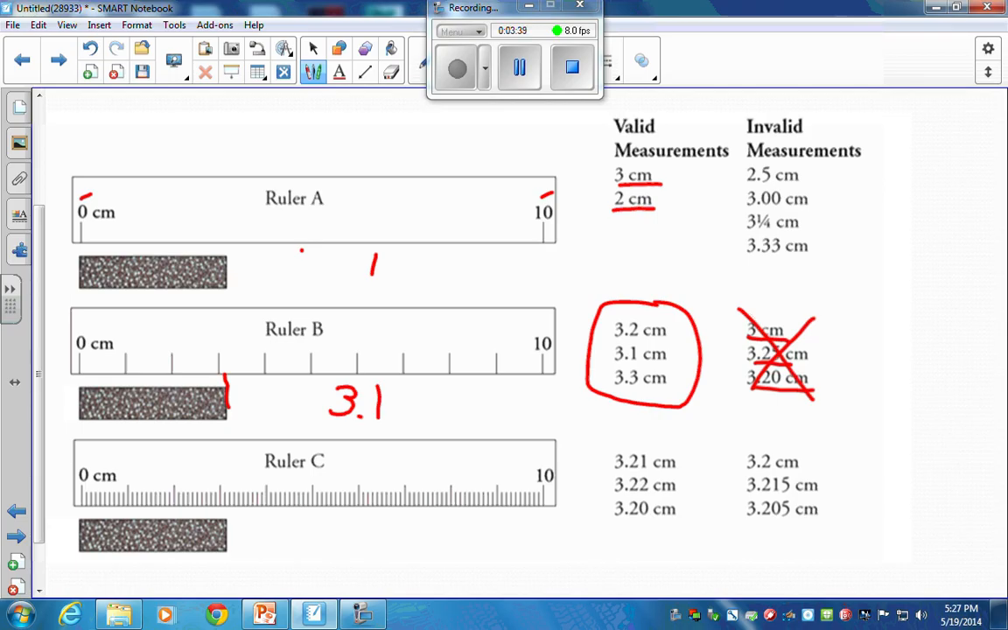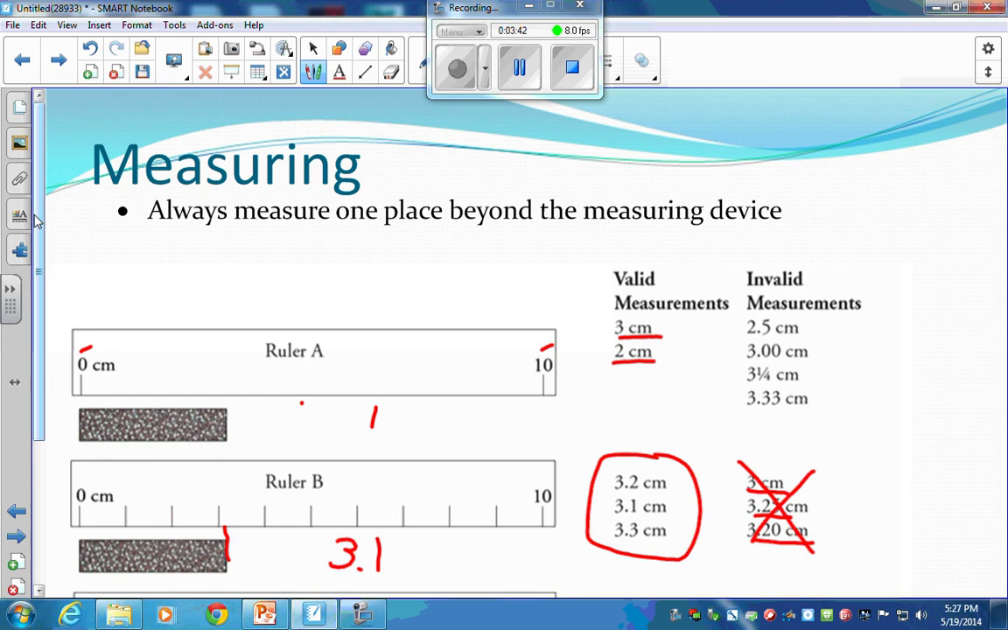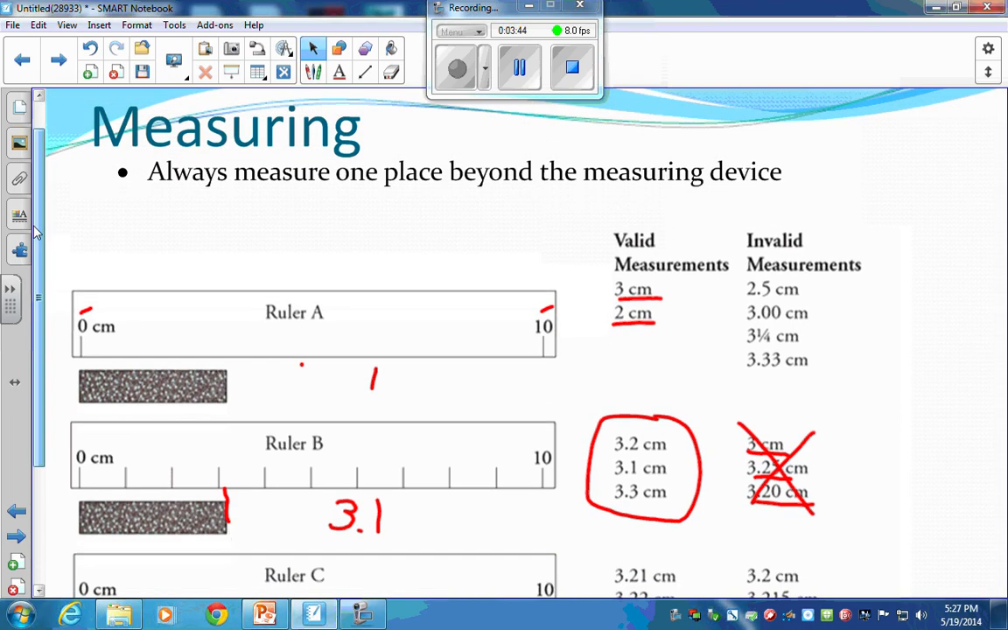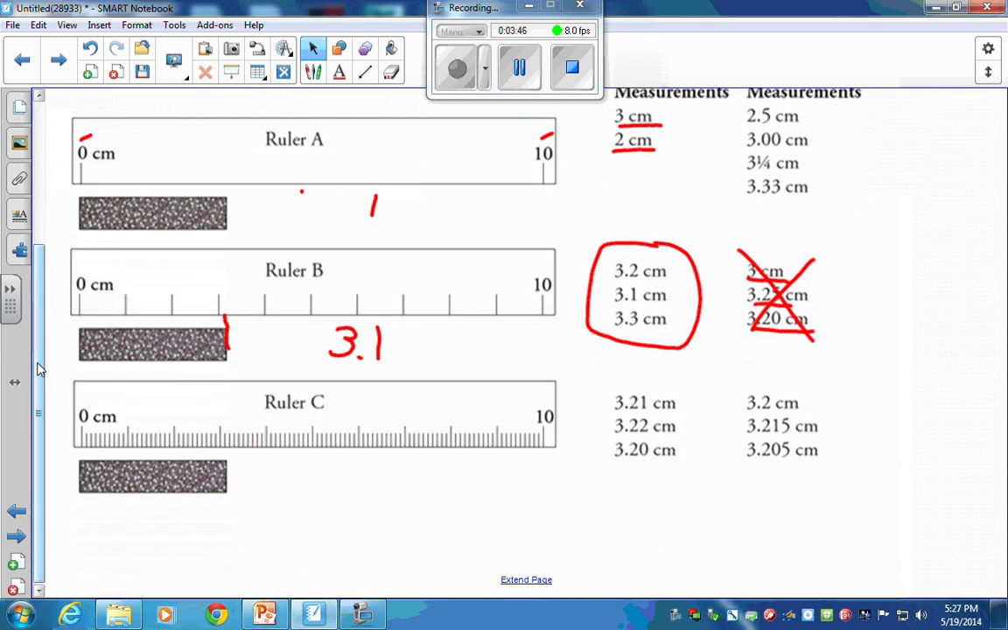Our last choice here, ruler C, let's get that back up there. Ruler C is marked not only to the nearest 1 centimeter, but also to the nearest tenth of a centimeter, which means we should be able to now estimate one place even further. And it is a little tricky here to see. I'm trying to get the line to come up here. Smart boards are sometimes a little difficult.